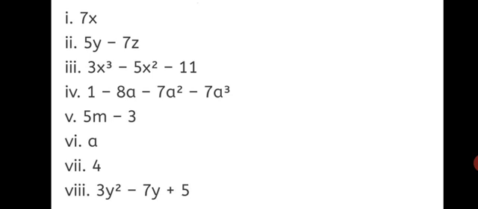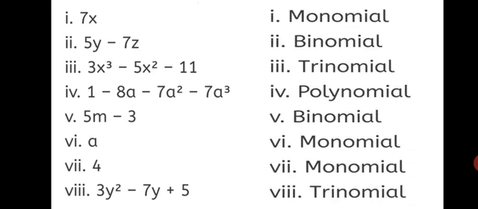Third one, 3x cube minus 5x square minus 11. How many terms can you see in this expression? 3 terms. So it is called a trinomial. So let's have a look at the fourth one, 1 minus 8a minus 7a square minus 7a cube. How many terms can you see? 4 terms. So it will be a polynomial. Let's have a look. First one is a monomial, second binomial, third trinomial and fourth polynomial. So let's solve the remaining questions.